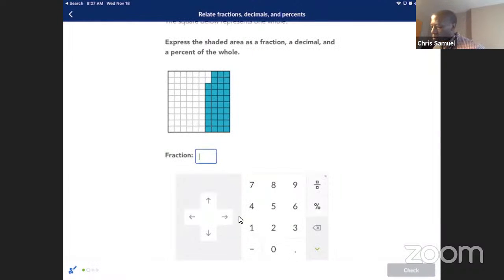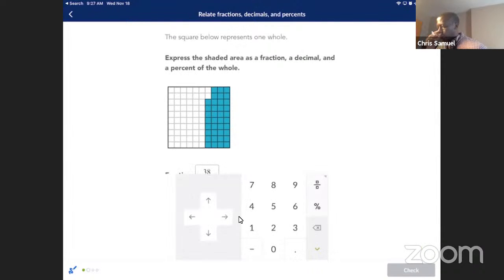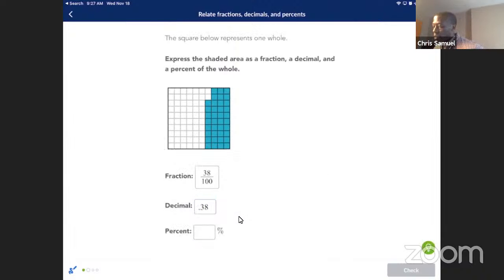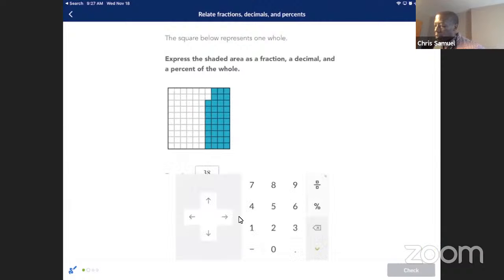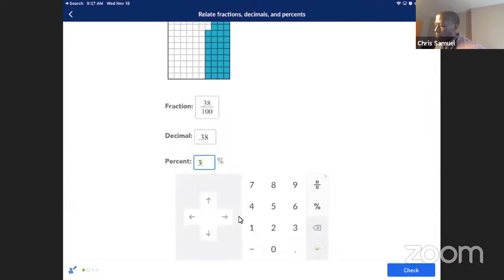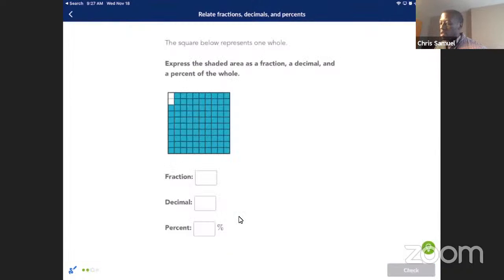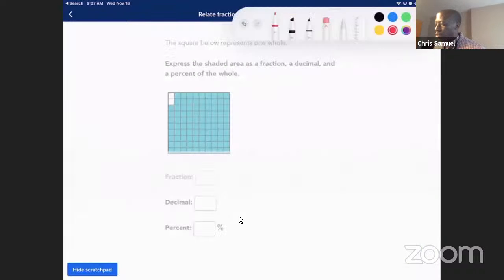So now we know what we're going to get. We're going to get 38 per 100. The decimal point is going to be 0.38. And then the percentage is 38%. There you go. Now, this one we could just eyeball because we only have two here, right? Two unshaded regions.